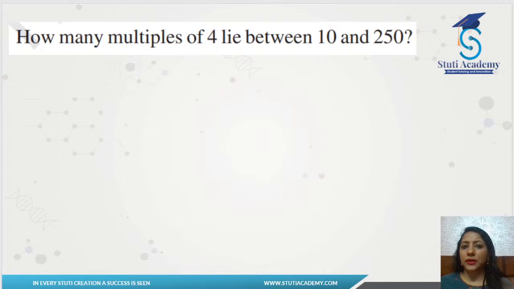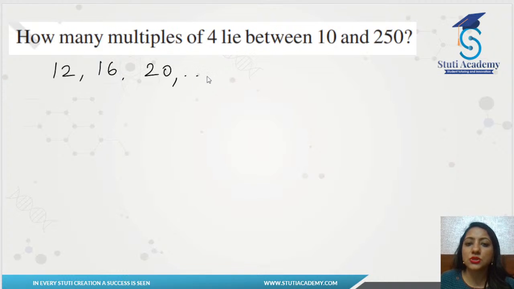Now if you've not understood, we'll do a similar question of this type. How many multiples of 4 lie between 10 and 250? How many multiples of 4? If we start from 10, it is not correct because 10 is not a multiple of 4. Just after 10, we have 12, which is a multiple of 4. The next multiple of 4 would be 16. Then we have 20 and so on.